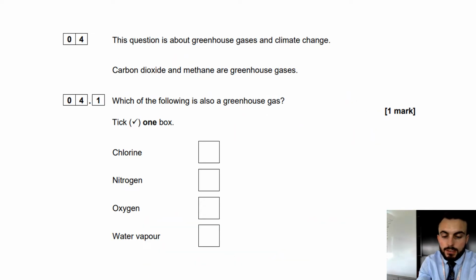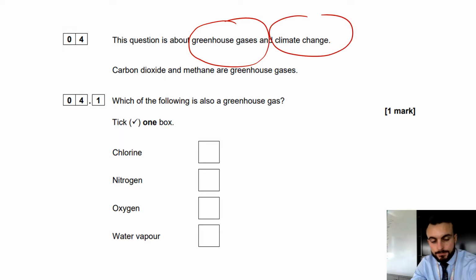This question is about greenhouse gases and climate change. Carbon dioxide and methane are greenhouse gases. Which of the following is also a greenhouse gas? One of the things you've just got to know, out of the three, is that you've got carbon dioxide, methane, and water. It's not going to be oxygen because that's in limited supply. That's what we want, we would like more of. Nitrogen doesn't really change. Chlorine is not a greenhouse gas.